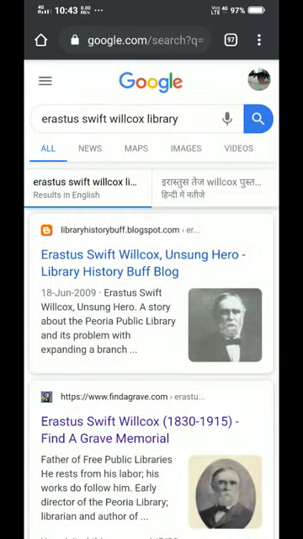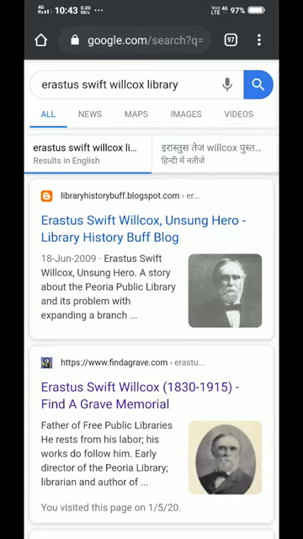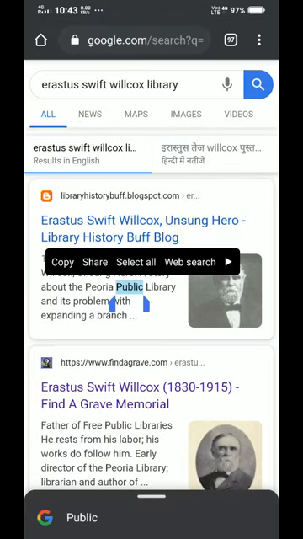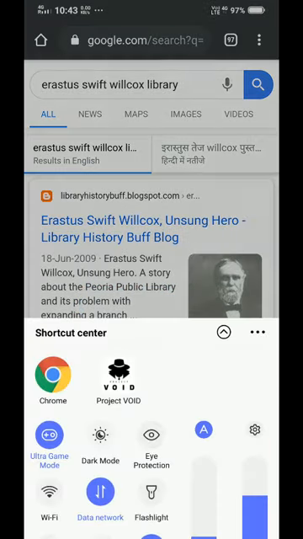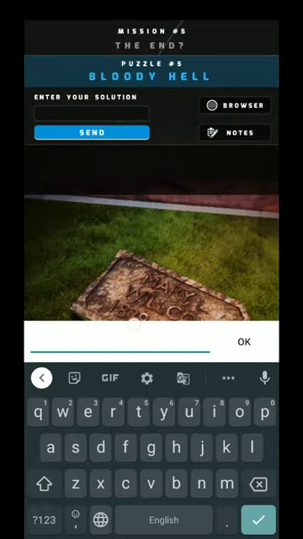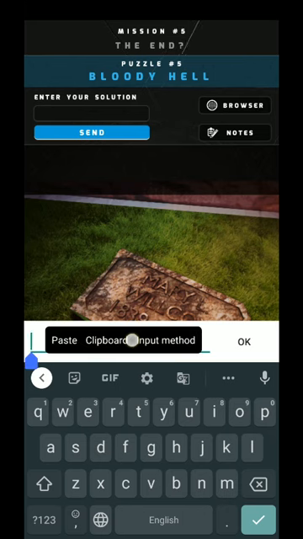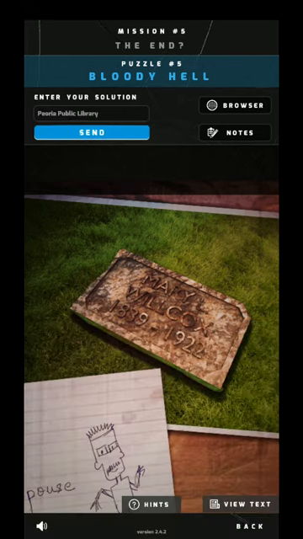So I went on to Google and searched Arrested Swift Wilcox Library, and that's none other than Perusia Public Library. Well, that is the complete answer, Perusia Public Library. So we go here and write the answer to be nothing but Perusia Public Library.